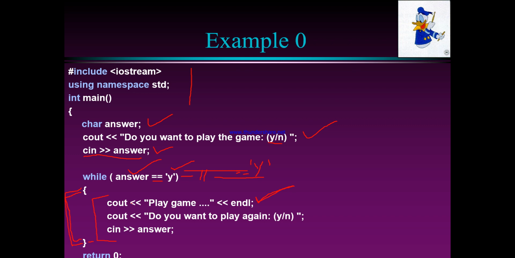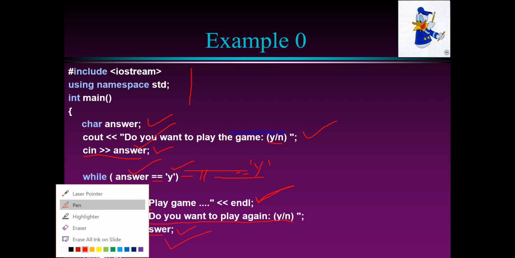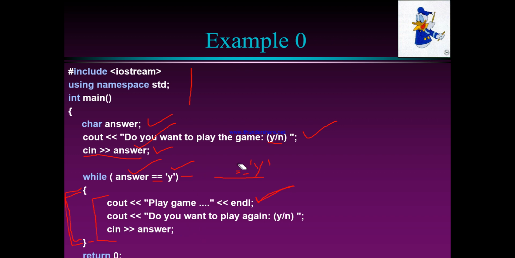So if the condition becomes true, this cout statement will be executed, and this statement will also be executed. Okay, we are again asking the user, and then again we are saving the answer which will be inputted by the user. In the same variable, so it's okay, it's very fine if you use the same variable again for the input of the user. Okay, so let's see how this program works in the real environment of Dev C++.